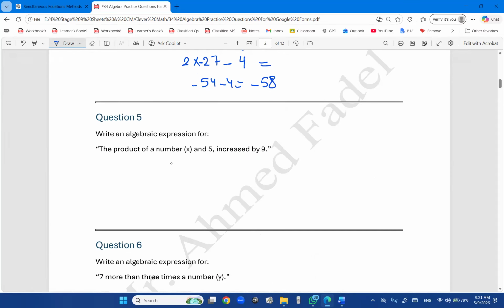Write an algebraic expression for the product of a number, which is x, and 5, increased by 9. Product means multiplication, so it's 5x. Increased by 9, so plus 9.